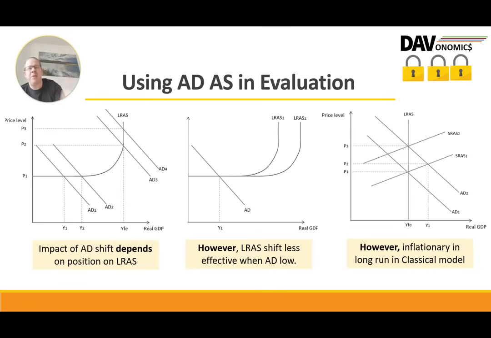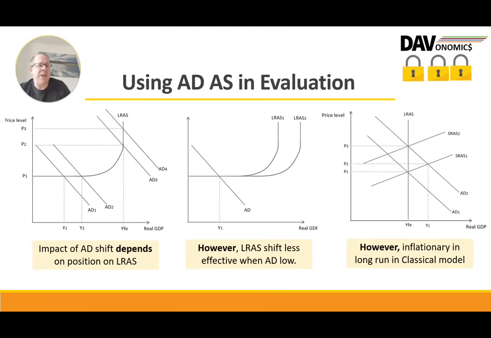So if the UK was, say, below full employment, it's more likely to have an effect on GDP than price level. That's very high order. And you can use diagrams in your evaluation to illustrate that. Similarly, you could talk about, with the middle one, the fact that if LRAS shifts out, it's less effective when aggregate demand is very low. Here you can see there's no impact.